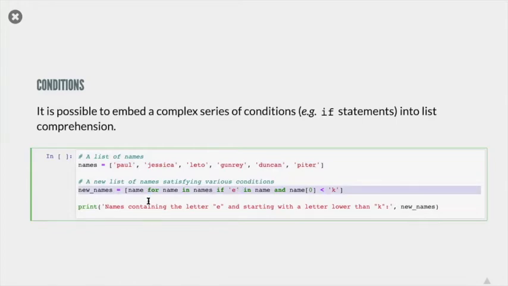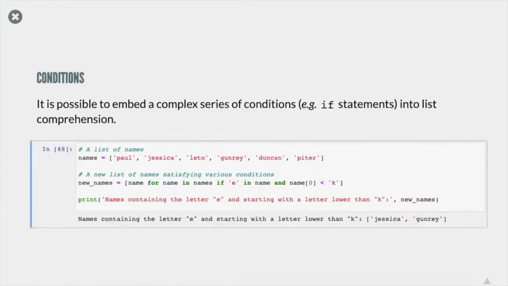So what are we doing? We're going to take the name for name in names. So what that means is the iterate is just the output of the object in the list. So loop over all the names in the list names, give me the name at the end, but only if there's an E inside the name and if the first letter of the name is less than K. Fortunately, Python's pretty smart and can actually do less than and greater than with characters as well as numbers. And you can see it works.